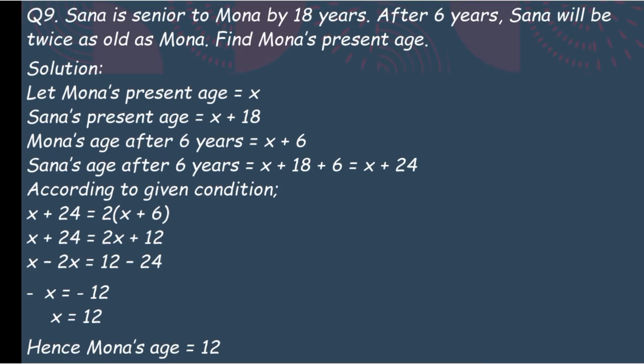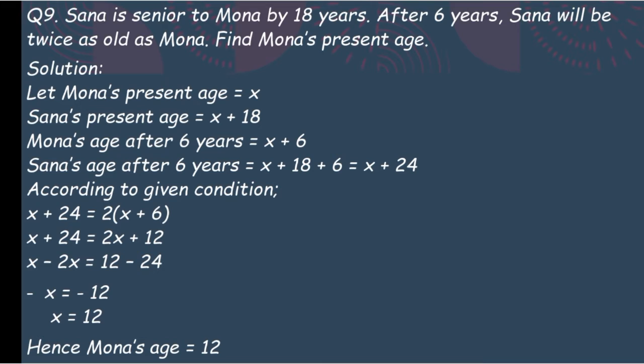Now Mona's age after 6 years will be, of course, x plus 6. And Sana's age after 6 years will be x plus 18 plus 6, and the sum of 18 plus 6 is 24. Now according to the given condition, x plus 24 equals twice of x plus 6, because it is written in the question that Sana will be twice as old as Mona after 6 years. Now multiply this 2 by x plus 6 and we get 2x plus 12.